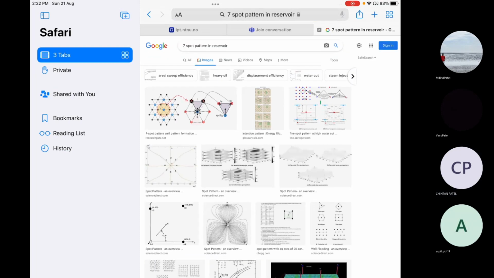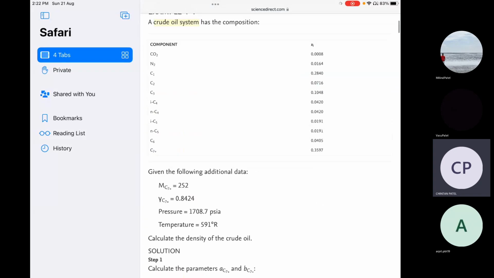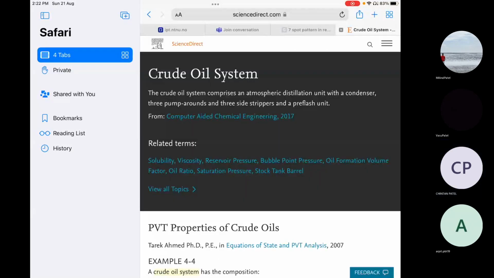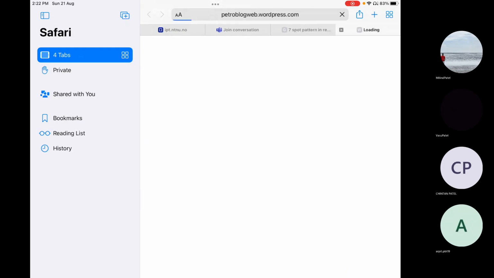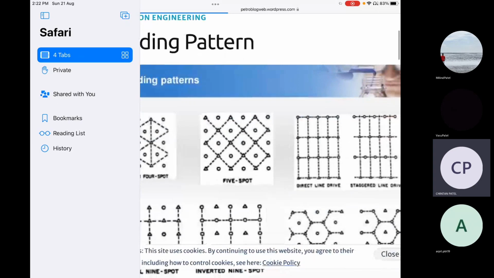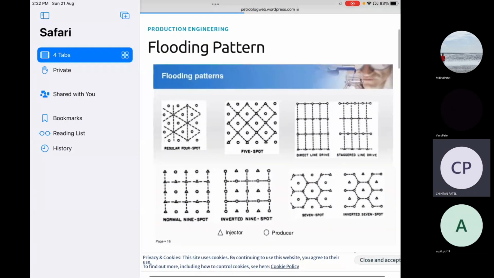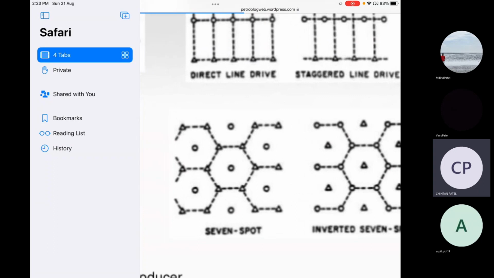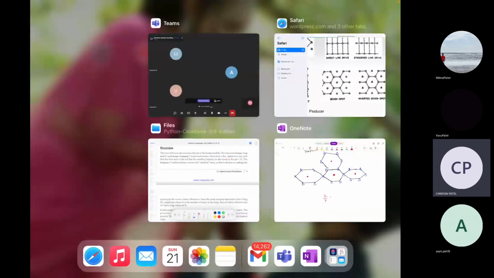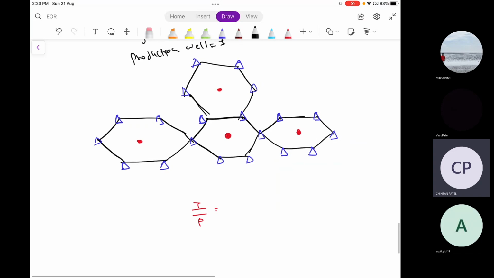Yes, so which one we can take? Yeah, this one is from Tarek Ahmed itself. We can go with this. अरे यार, इमेज दिखाओ. Yeah, so you can see here the seven spot pattern. So this is the kind of pattern. I think it is not clearly visible, but I think we have correctly drawn it.